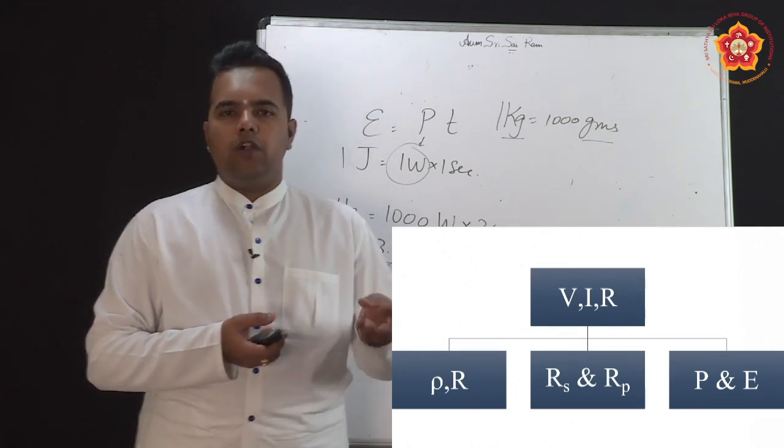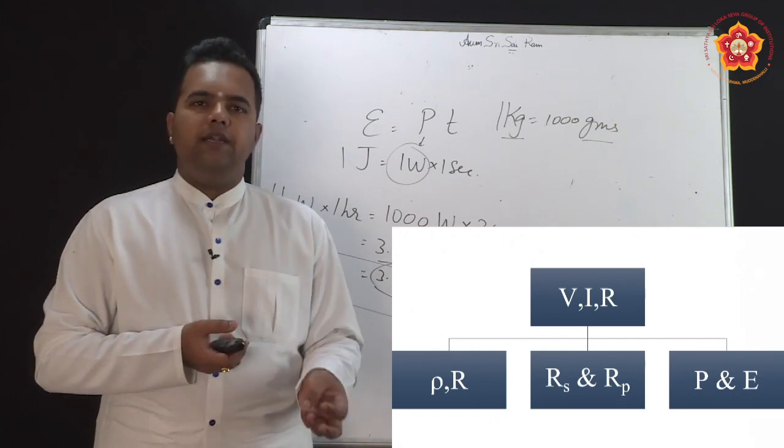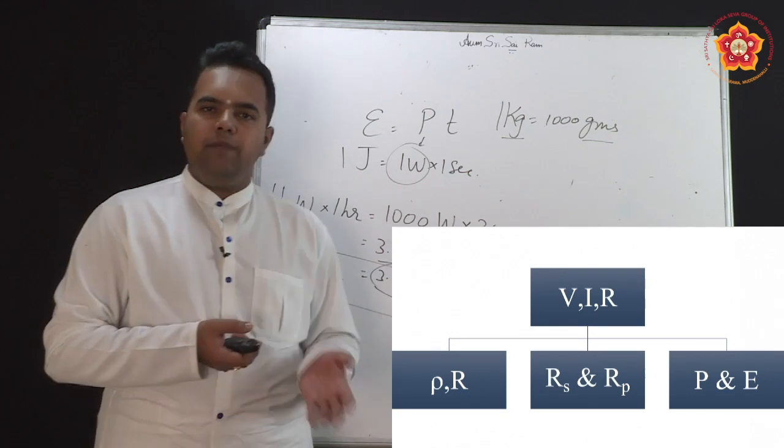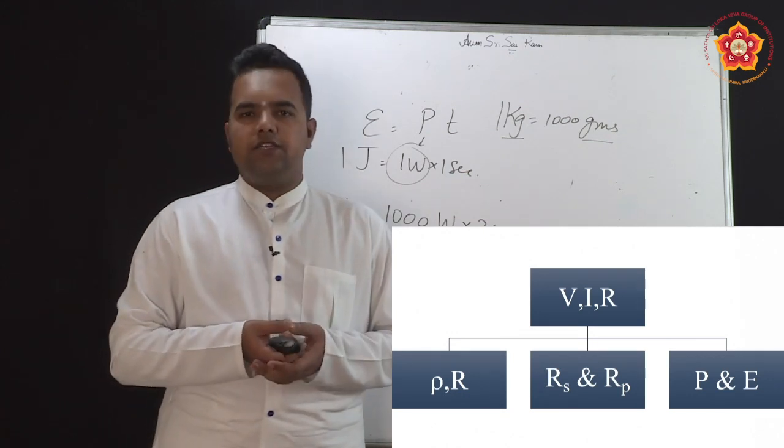In a series circuit, what is remaining constant? How will the current remain? How will the voltage remain across each resistor? We have seen that. The same is the case with parallel resistors also.